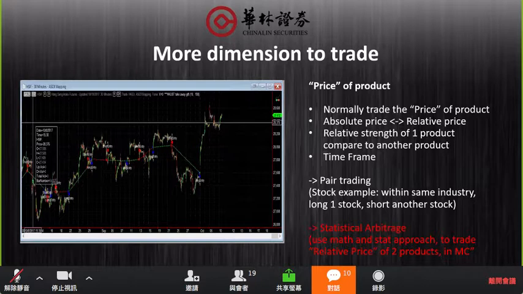For example, the difference between the Japanese market and the Hong Kong Hang Seng market should be 10 points. So when this spread on average is 10 points, and it becomes 20, then I just long one and short the other.